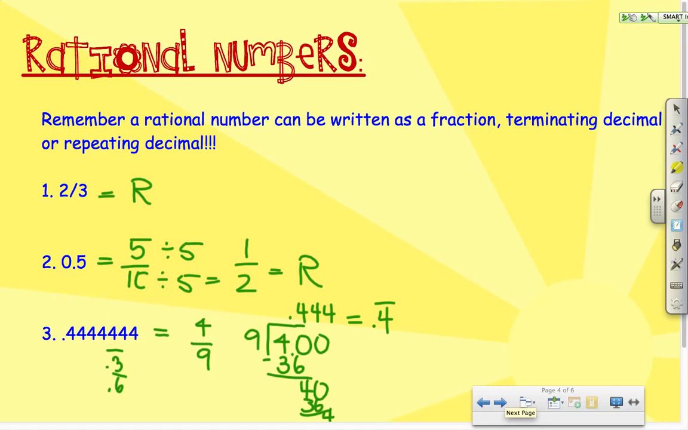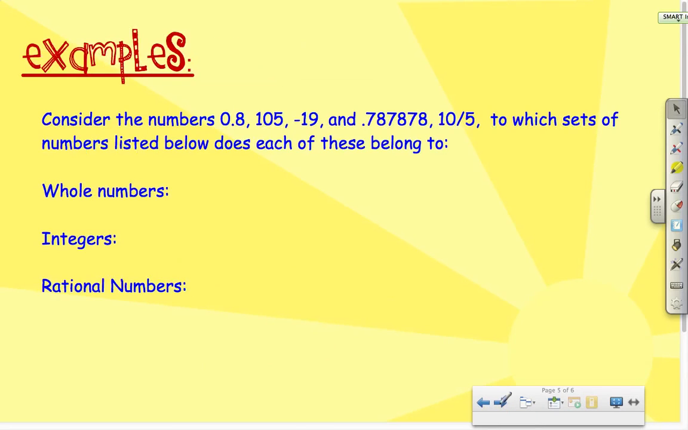So what I'm trying to get across to you is any single digit number that repeats is going to be equal to that number over 9 as a fraction. So here we'd have 3/9 is the same as 0.3 repeating. 6/9 is the same as 0.6 repeating. All right, let's take a look at some examples.